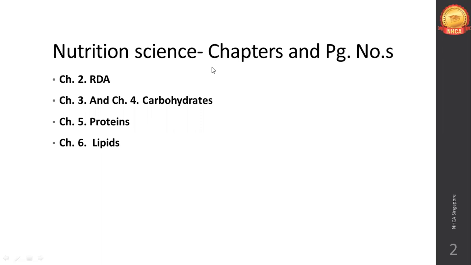Coming to the chapter of proteins: different types of proteins, classification, properties of proteins. What are essential amino acids, non-essential amino acids, complete protein, partially incomplete protein, incomplete proteins, etc. Functions of protein, very important. Digestion and absorption of protein, metabolism of protein.